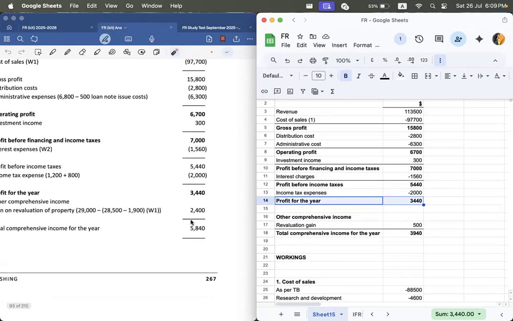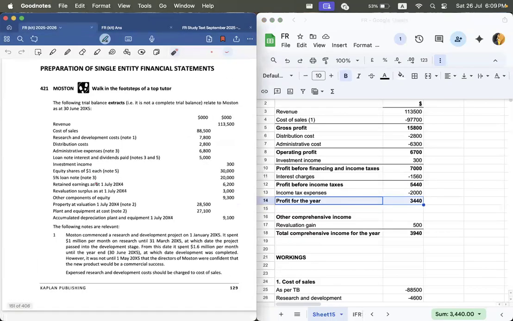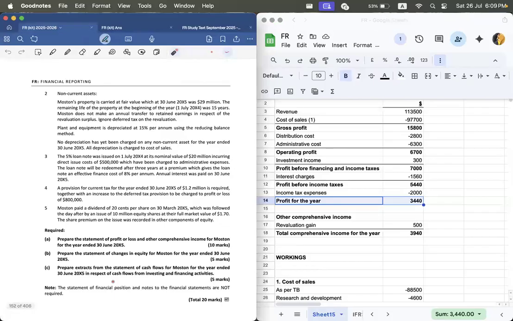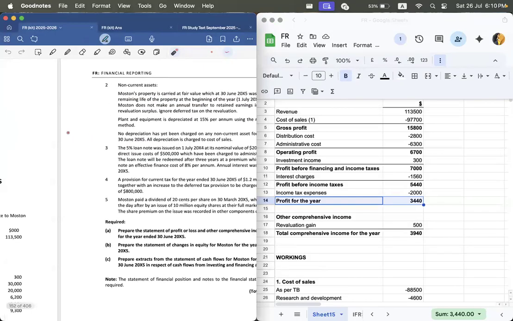Now, the revaluation thing. What's the issue with that as well? Let's see. In the working note 1, they've told that no depreciation has yet been charged on any non-current asset for the year ended 30th June 2005. All the depreciation is charged to cost of sales. That's not an issue. Here, Moston does not make an annual transfer to retained earnings in respect of the revaluation surplus. Ignore the deferred tax on revaluation.